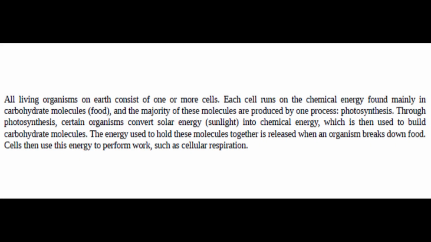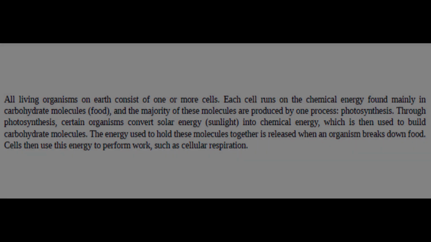All living organisms on Earth consist of one or more cells. Each cell runs on the chemical energy found mainly in carbohydrate molecules or food, and the majority of these molecules are produced by one process, photosynthesis. Through photosynthesis, certain organisms convert solar energy, or sunlight, into chemical energy, which is then used to build carbohydrate molecules. The energy used to hold these molecules together is released when an organism breaks down food. Cells then use this energy to perform work, such as cellular respiration.